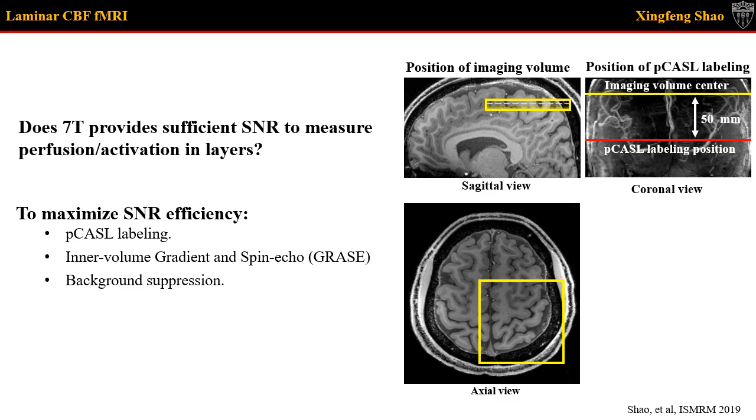Here is the experiment setup we used. The yellow box is a smaller FOV. We are only interested in the motor cortex. With a smaller FOV, we can have a much shorter echo time and a shorter scan time. Another benefit is that we can move our labeling plane all the way from the cerebellum to above the circle of Willis. With a closer labeling plane, we can have a shorter arterial transit time. And we also have the best B1 and B0 homogeneity in the center of the brain, which is commonly a huge problem for scanning at 7 Tesla.